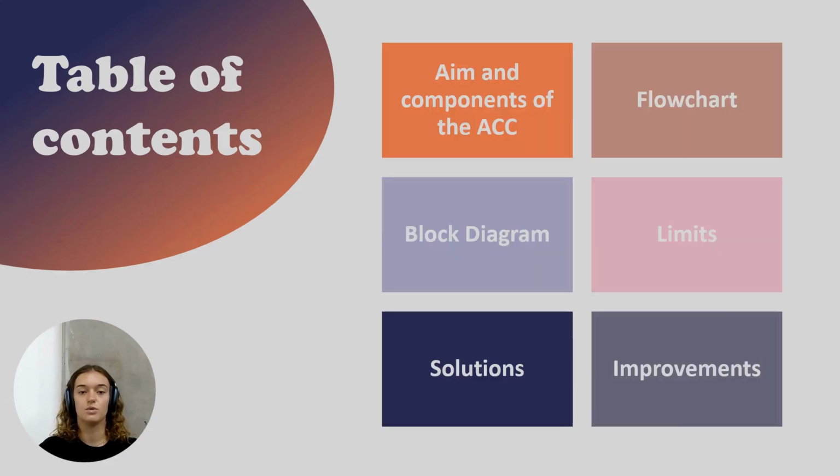In this video, we will explain what an ACC is and what it's made of. We will explain the operation of each of its components, and to explain more precisely the ACC function, we will show you a flowchart. Then, we will describe its operation from an automatic point of view using a block diagram. We will talk about the potential improvements and limits. We will also try to find ideas to solve them.